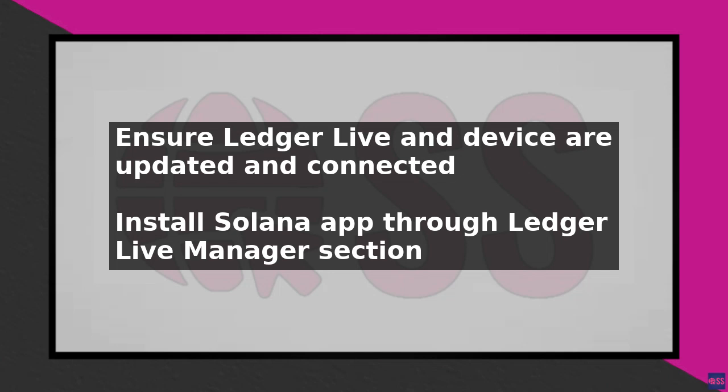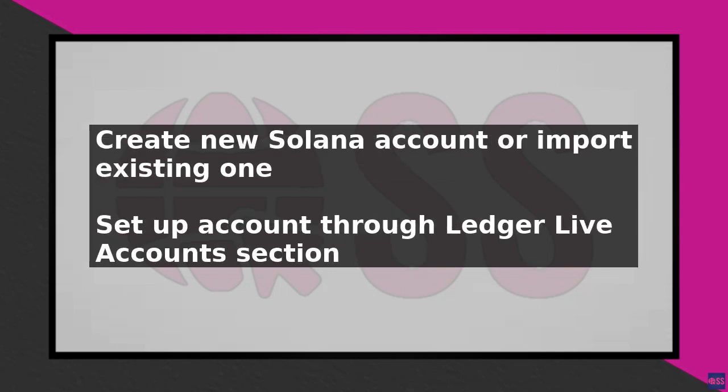Once the Solana app is installed, go to the Accounts section in Ledger Live and click on Add Account. Then select Solana from the list of available assets. Ledger Live will prompt you to create a new Solana account or import an existing one. Follow the prompts to complete this step.